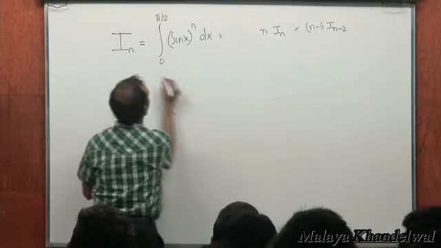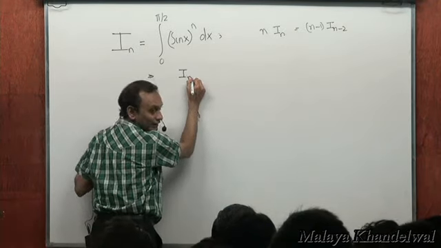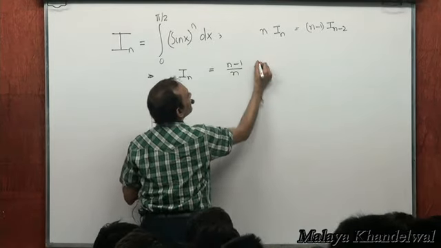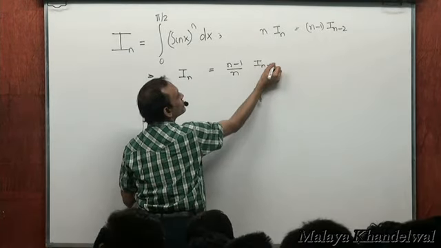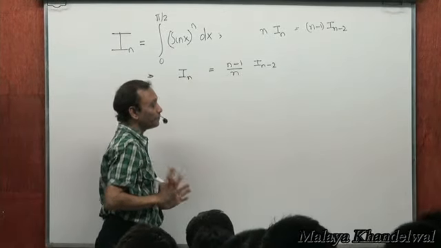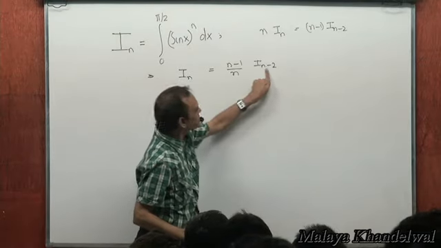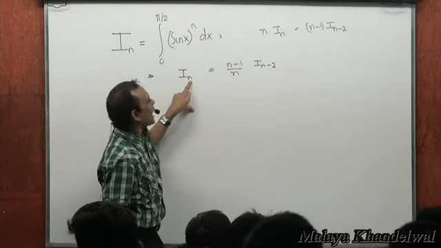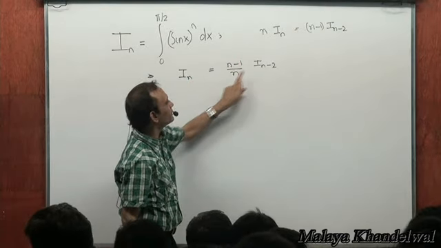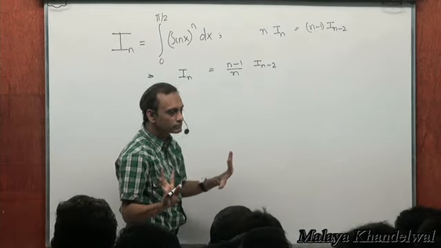Now, no big deal, because I n in this case is n minus 1 by n, I n minus 2. How about it? Right? This is the subscript in this case. What it means is I of n is n minus 1 by n, I n minus 2. That's how you want to read it?